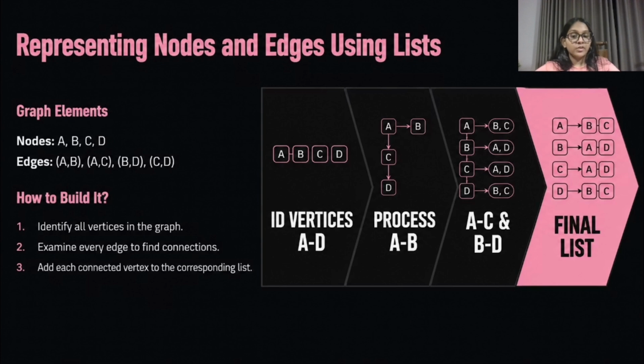Step 3. Create a list for each vertex. Then record all directly connected neighbors. Once every connection has been recorded, the adjacency list is complete. This systematic method works for graphs of any size.